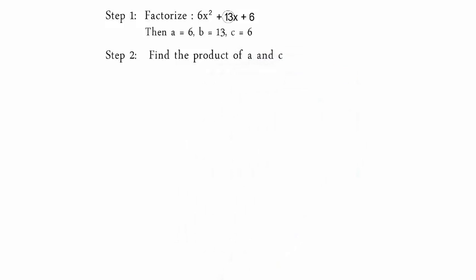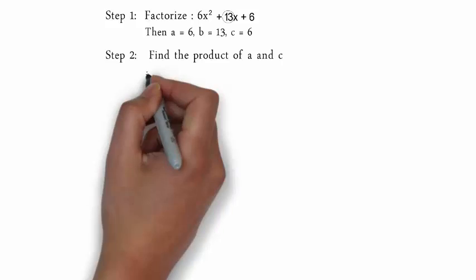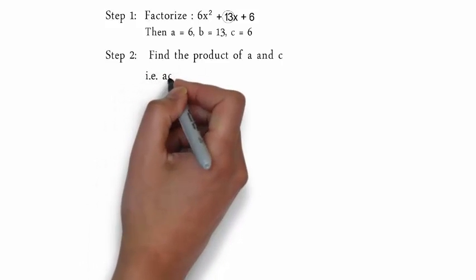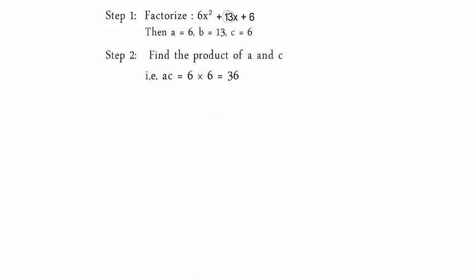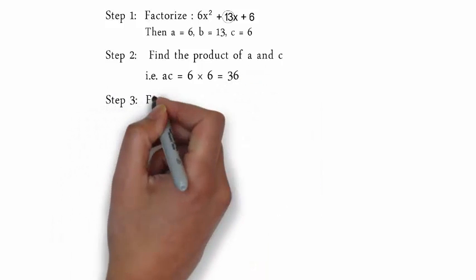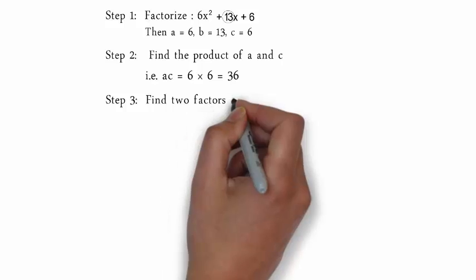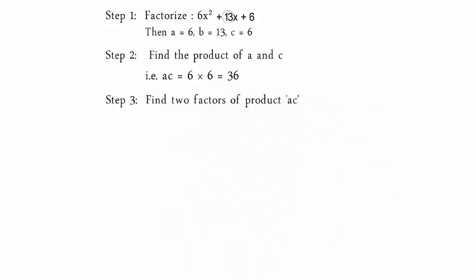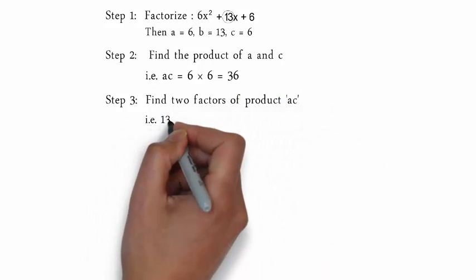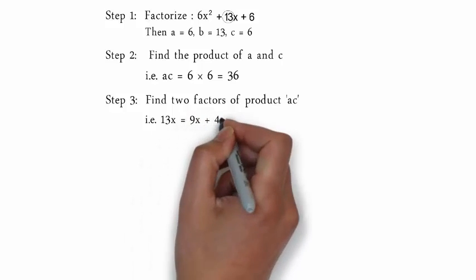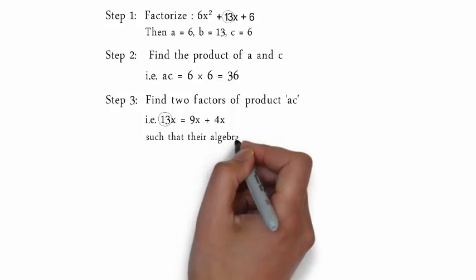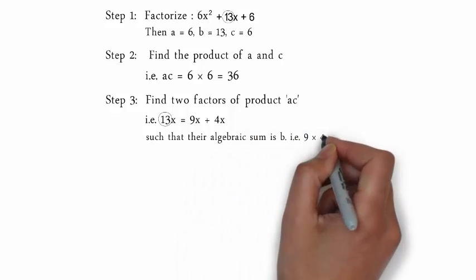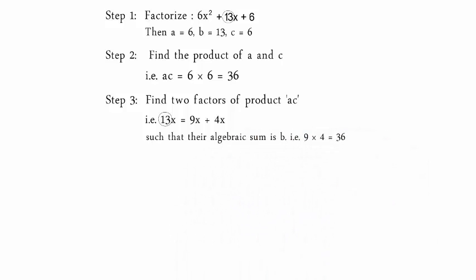Step 2. Find the product of a and c. In this example, a is not 1, thus we consider ac as a product. That is, ac is equal to 6 into 6, which is equal to 36. Step 3. Find two factors of the product ac. That is, 13x is equal to 9x plus 4x, such that the algebraic sum is b. That is, 9 into 4 is equal to 36.